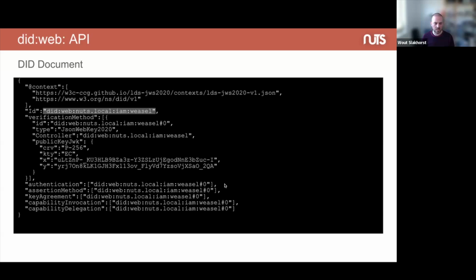If you look at this DID document, there's also no controller field, where DID Nuts had controllers, so which document could change another document. DID Web doesn't have that. If you control the location where the file lives, then you control that DID.